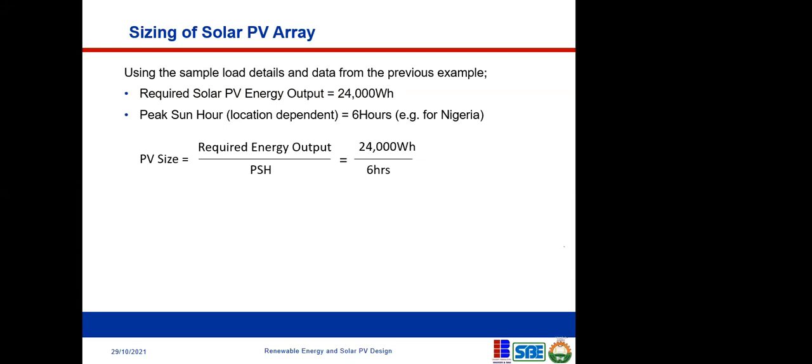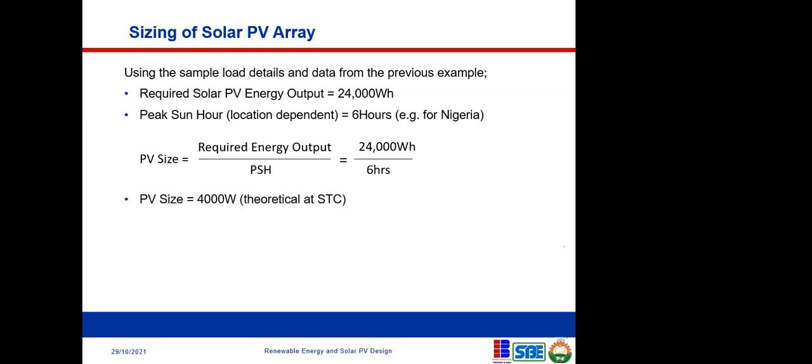Here is the formula to calculate your PV size: required energy output divided by the peak sun hour. That is just a simple calculation. Our required energy output is 24,000 watt hour, and you divide it by the 6 hours. So the hour cancels, and you're left with watts, and your solar panels are rated in watts. When you do that division, you will have 4,000 watts.